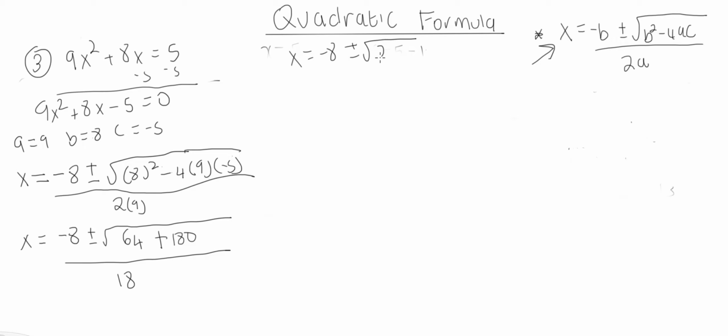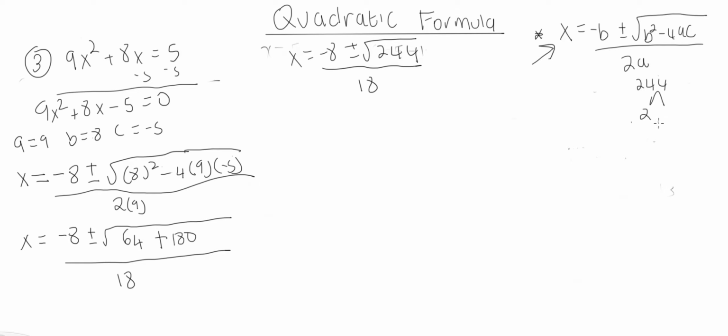To get 244, all right, I need to break down 244 because it's not a perfect square root, and you can tell that because if you try to get the square root of it, you will see that it is a decimal. All right, so I think the easiest way is just to go by 2 until I can't.